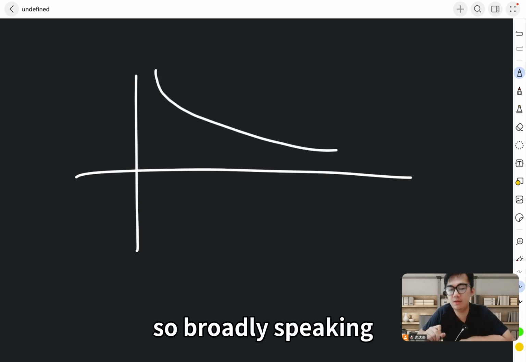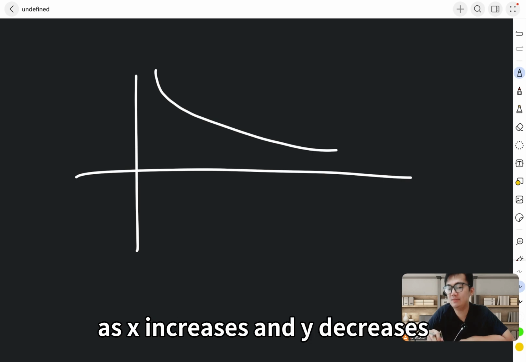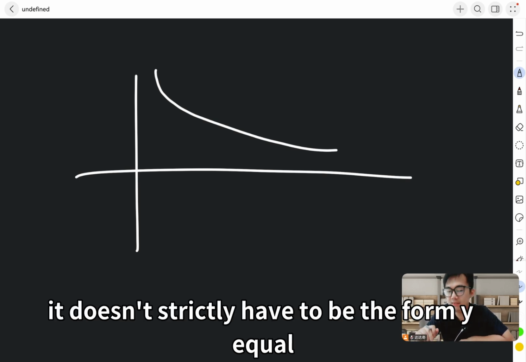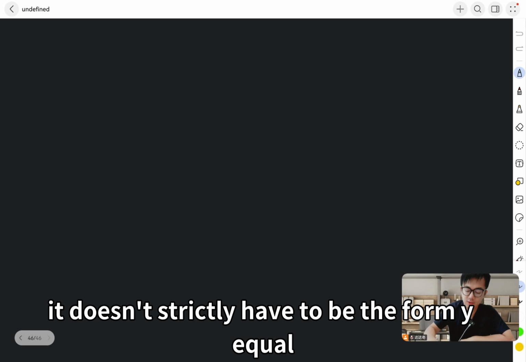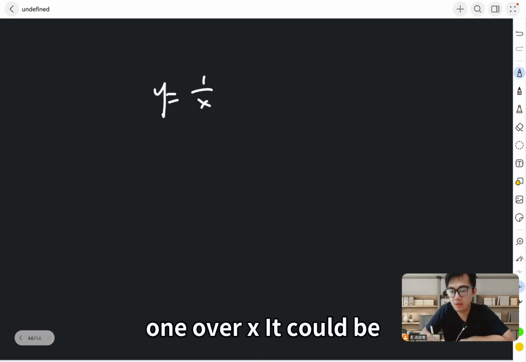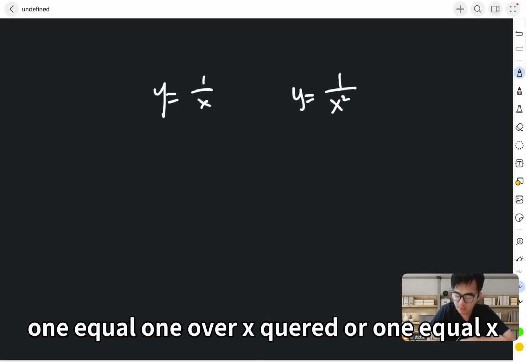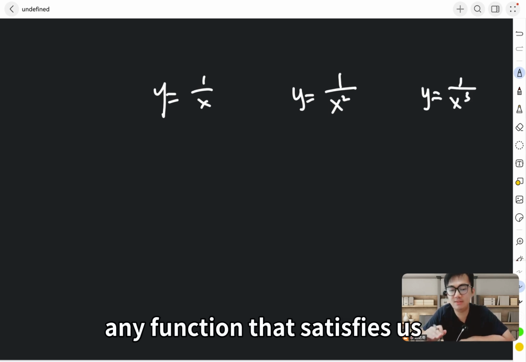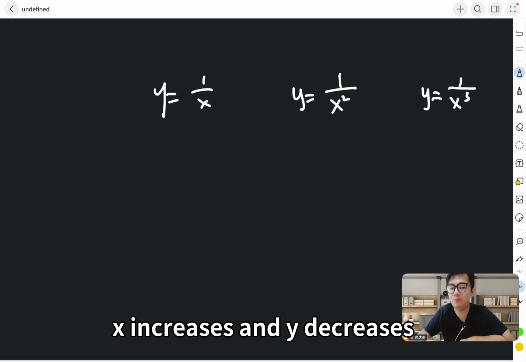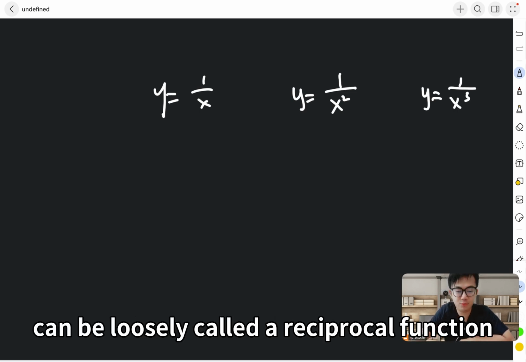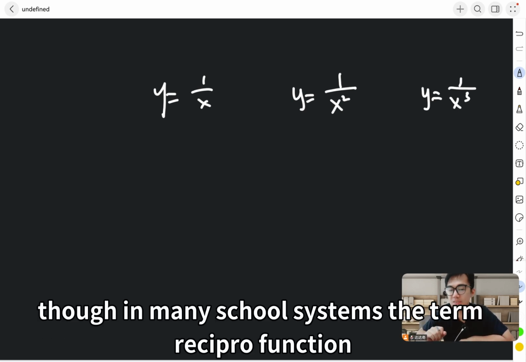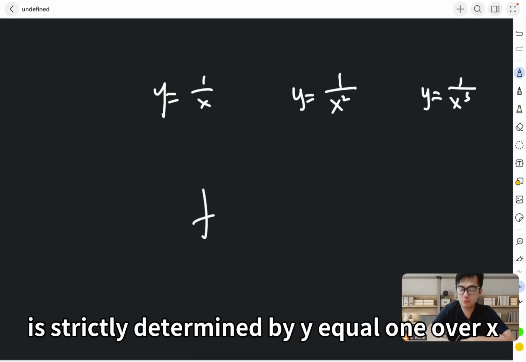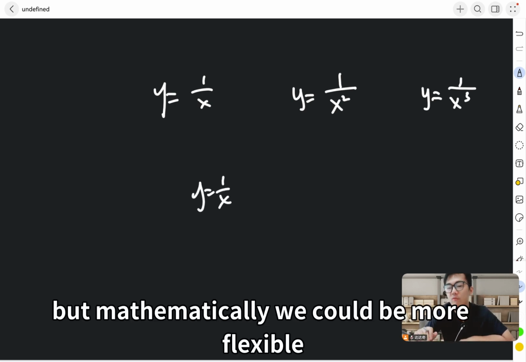So broadly speaking, a reciprocal function means as x increases, y decreases. It doesn't strictly have to be the form y equals 1 over x. It could be y equals 1 over x squared or y equals 1 over x to the power of 3. Any function that satisfies x increases and y decreases can be loosely called a reciprocal function, though in many school systems the term reciprocal function is strictly determined by y equals 1 over x, but mathematically we could be more flexible.